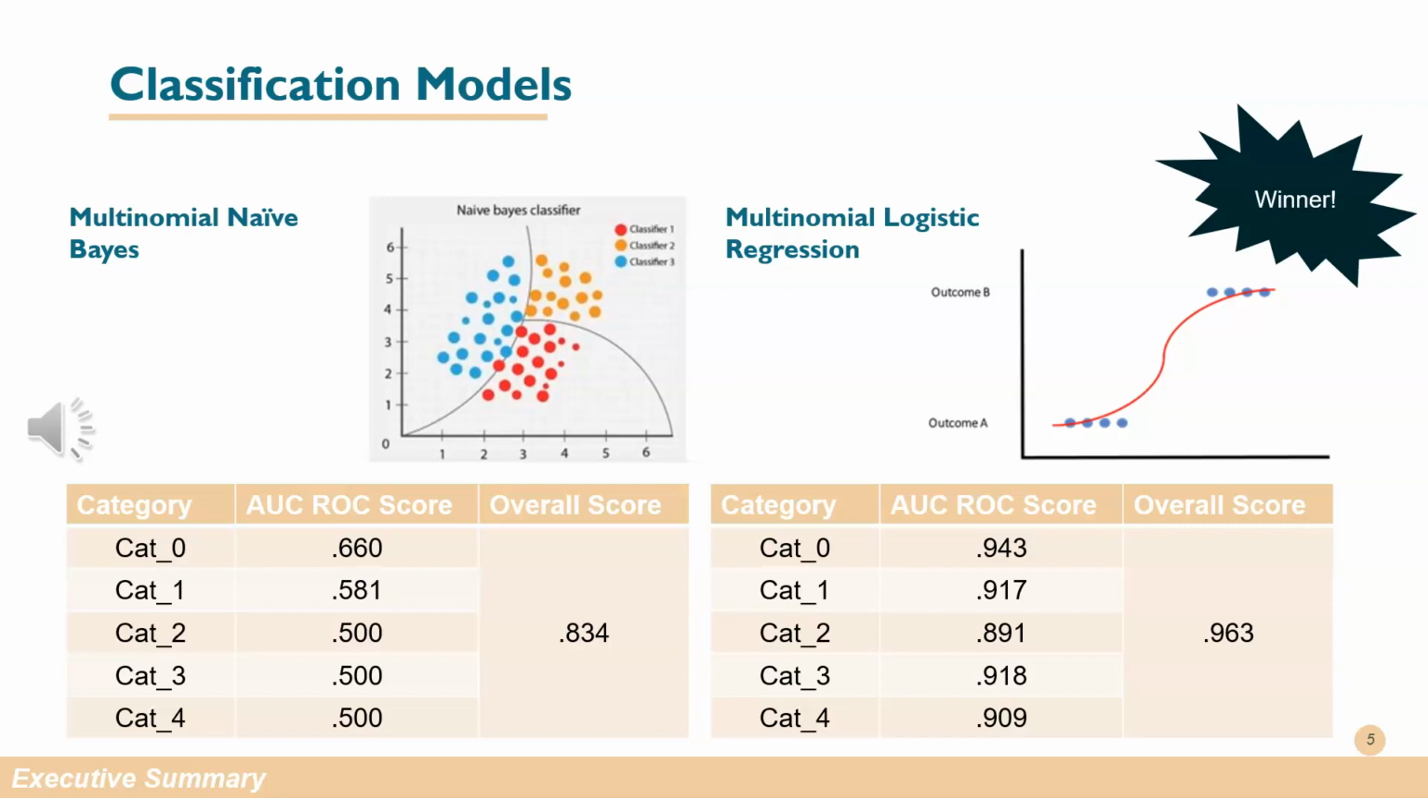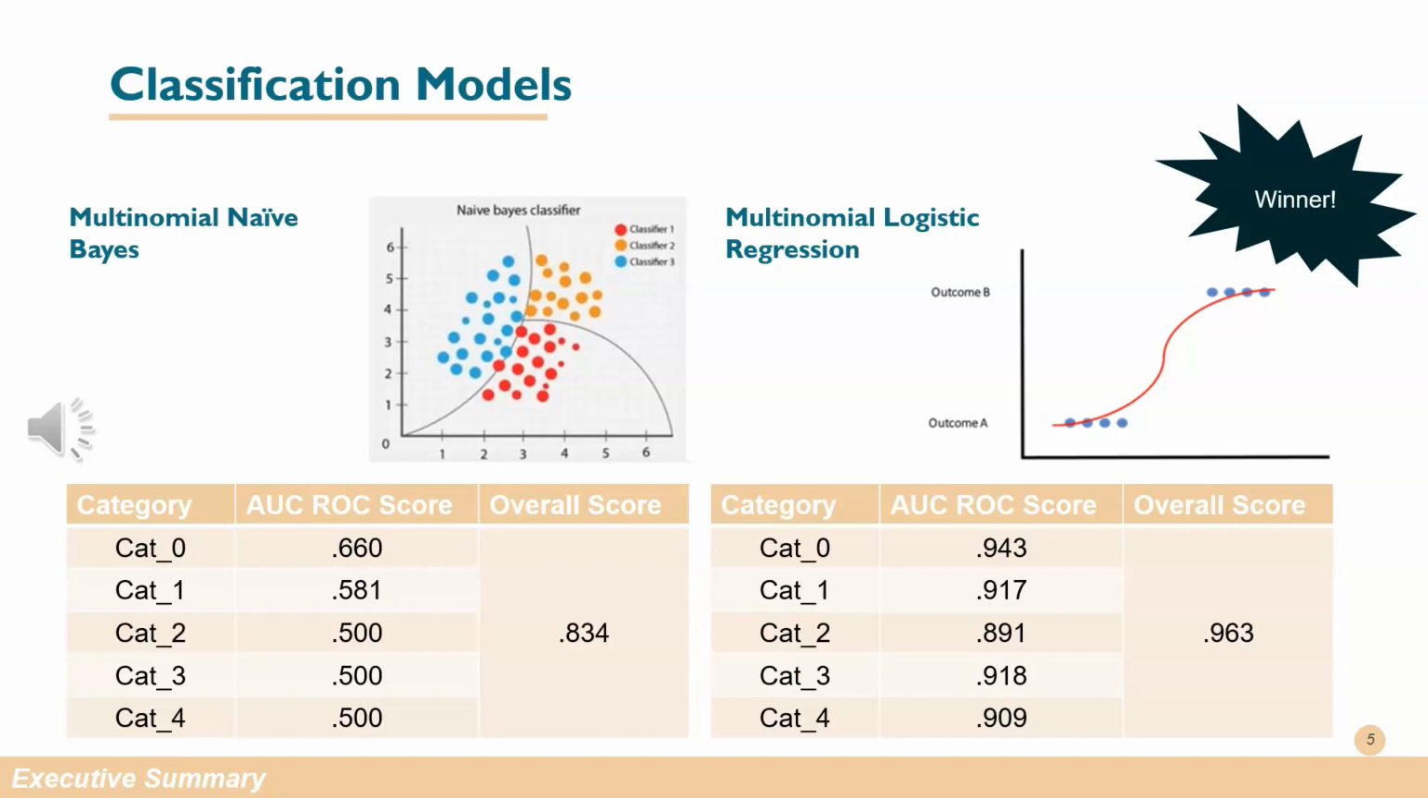The next model we tried was multinomial logistic regression. Multinomial logistic regression is a popular method for text classification that extends binary logistic regression to handle multi-class problems. In text classification, the goal is to classify a document into one of several predefined categories based on its text content.